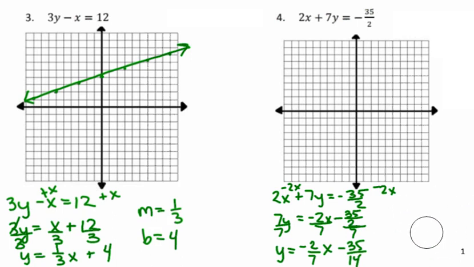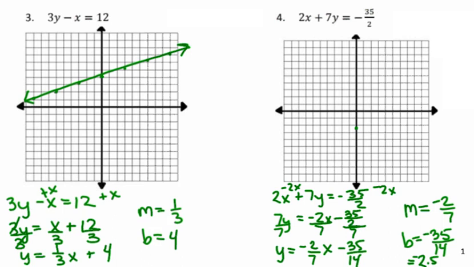So our slope is negative 2 over 7, down 2 over 7, and our y-intercept is negative 35 over 14. Simplified, if you use your calculator, that is negative 2.5, which is a lot easier to graph. So if we plot that point, our y-intercept is negative 2.5, which will be right here.